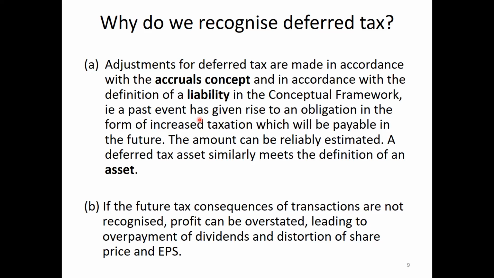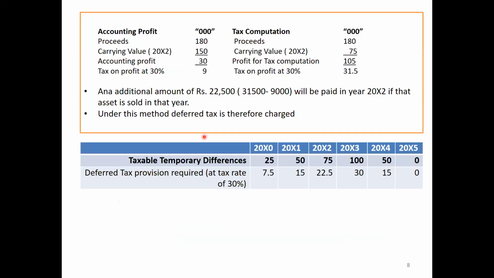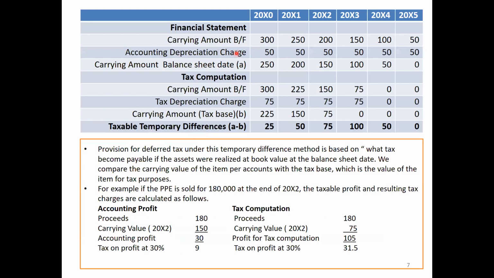We depreciate the asset for the accounting purpose at a higher rate, but for the tax purpose, at a lower rate. Sorry, it's a different rate, no? The accounting depreciation charge is at a lower rate than the tax provisions, right? So due to that, we end up with a higher profit in the accounting treatment, but under the taxation rules we end up with lower profit.